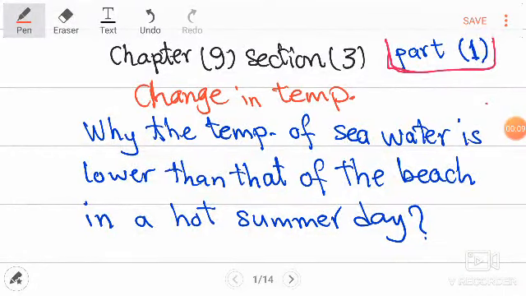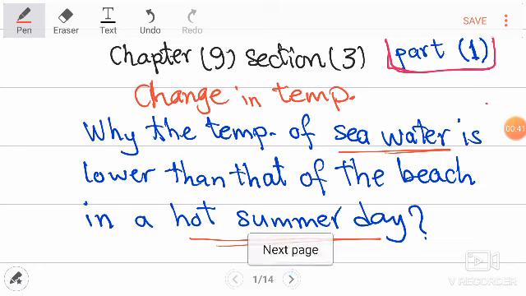I have a question. Why is the temperature of seawater lower than that of the beach on a hot summer day? If you touch the sand of the beach, it will be hot, while seawater is cooler than the sand of the beach. Why? The answer to this question will be clear after discussing the following items.